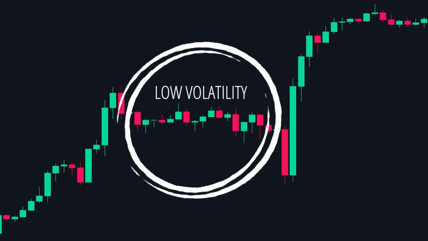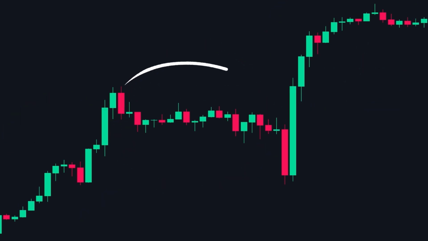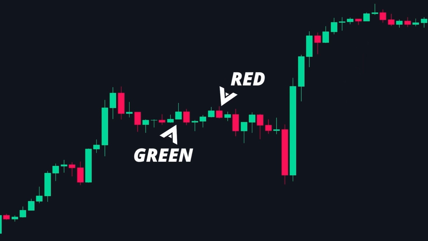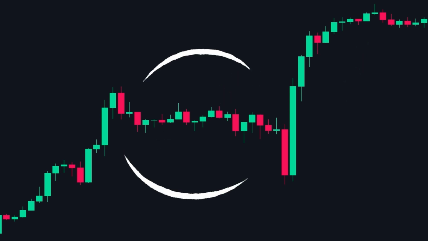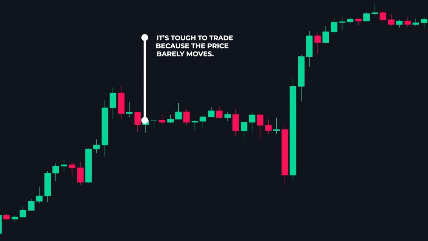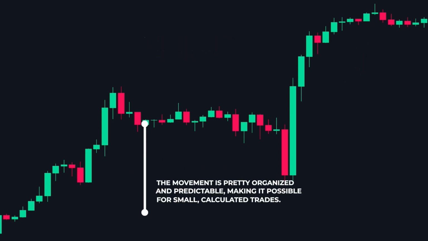In a low volatility environment, prices move slowly and cover little distance over long periods of time. We see minor, disorganized price swings with red and green candles lacking major momentum. These low volatility conditions are commonly referred to as sideways or range-bound markets. Trading in such conditions might be difficult due to the limited price fluctuation. However, the movement is quite organized and predictable, allowing for small, measured trades.